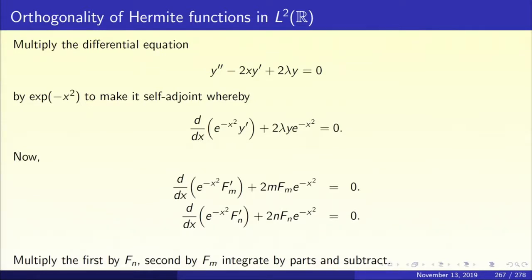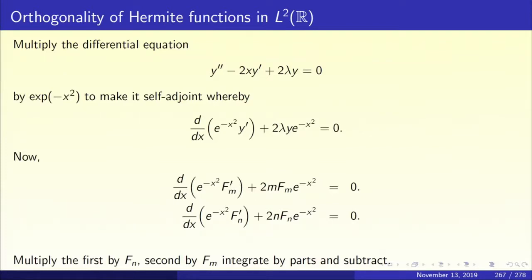The first two terms will combine to become an exact derivative, namely d/dx of e to the power minus x squared y prime. And so the self-adjoint form is displayed. Now we know that when lambda equal to m, we have the solution fm. When lambda equal to n, we have got the solution fn. And so we got the two last displayed equations in the slide, d/dx of e to the power minus x squared fm prime plus 2m fm e to the power minus x squared is 0, and d/dx of e to the power minus x squared fn prime plus 2n fn e to the power minus x squared is 0.